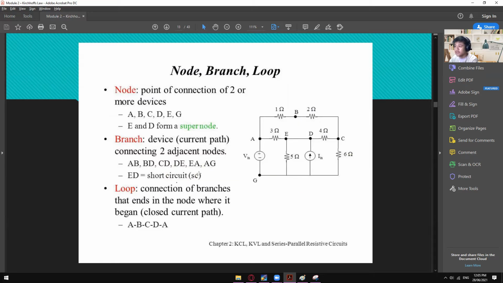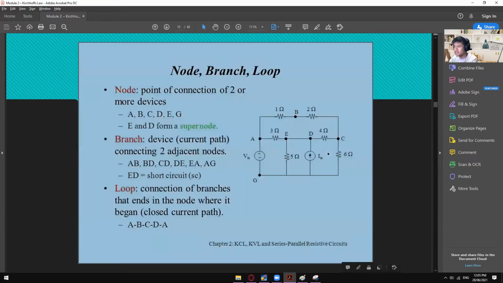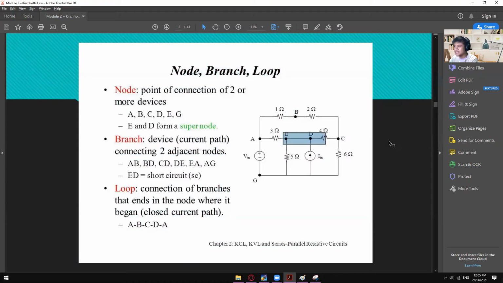And so on and so forth. Take note of this one. This is not a branch, ED, because it doesn't have a component between it. And then for the loop, we have here A, B, C, D, and then A. So this is a loop. We could say that this is your loop one. We can have a loop right here, another loop right here, another loop right here, and another loop for the outside part. Those are the loops.